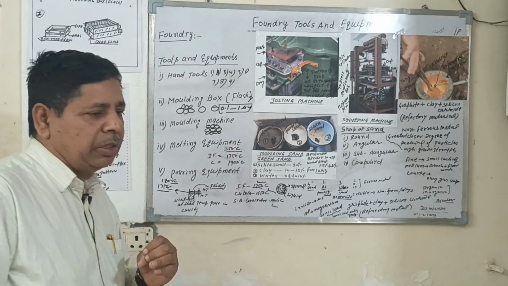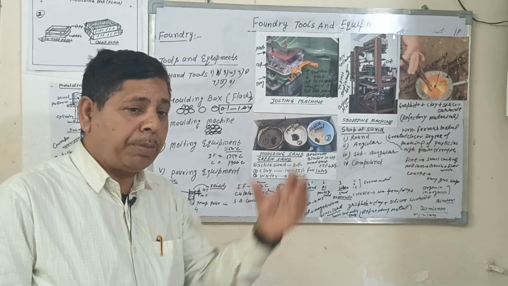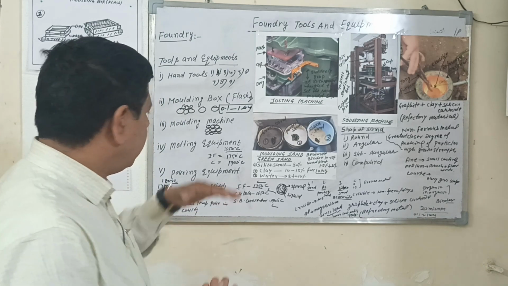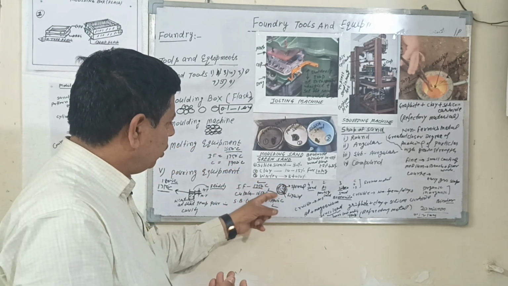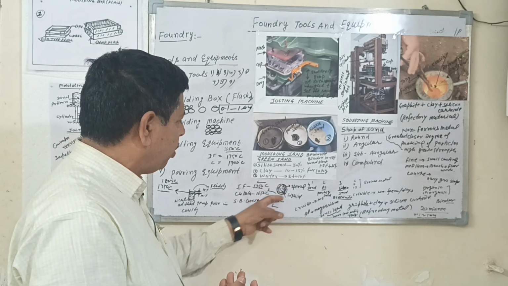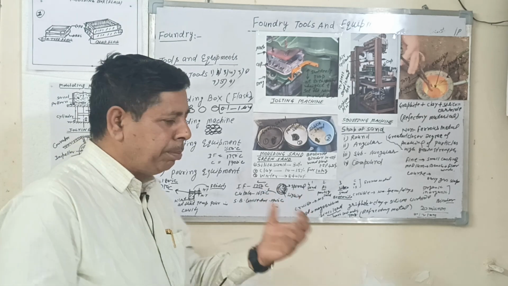So how do we judge that the metal is ready for pouring? You can see the upper level of the metal. This is a spiral form. The spiral form is produced at the surface of the metal. So it means that the metal is ready.